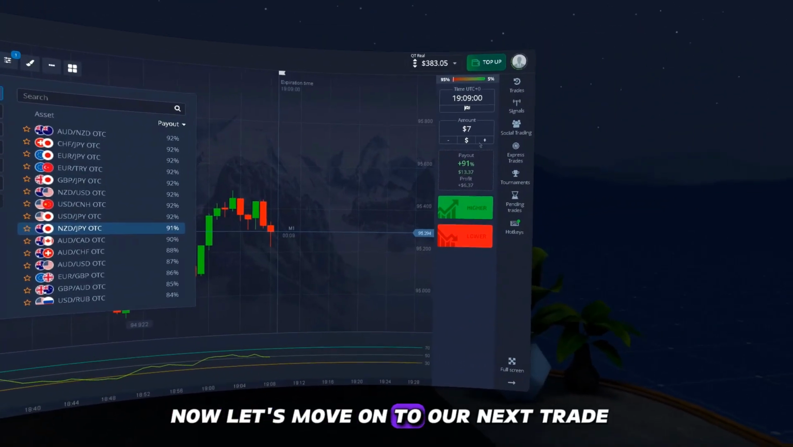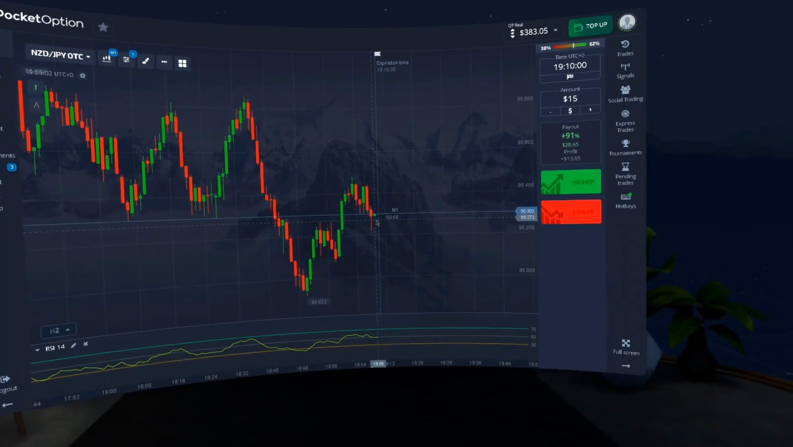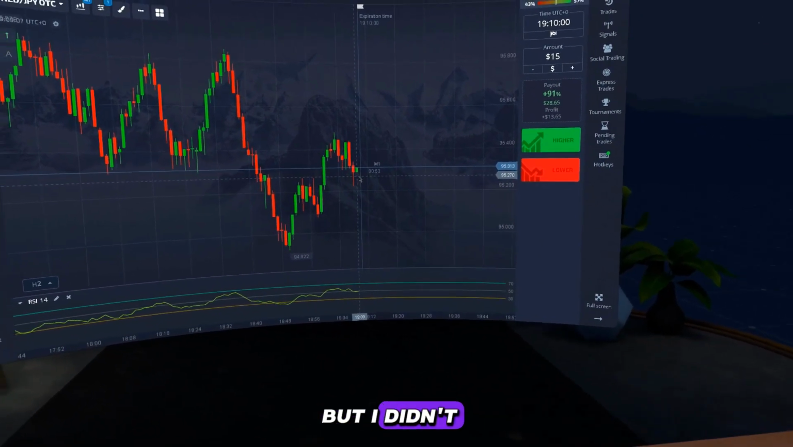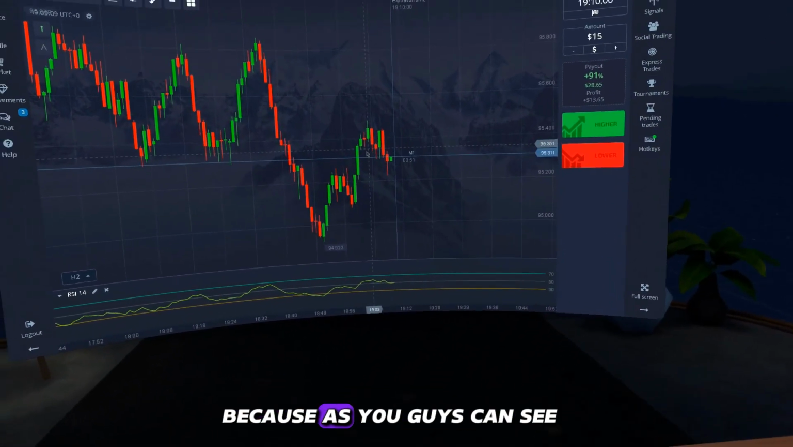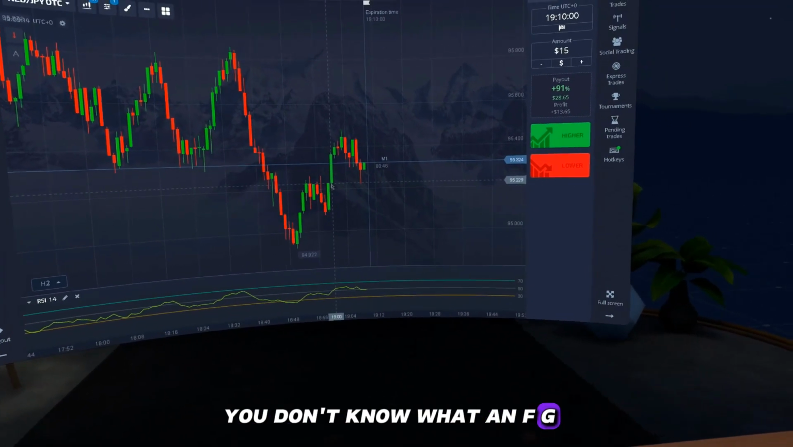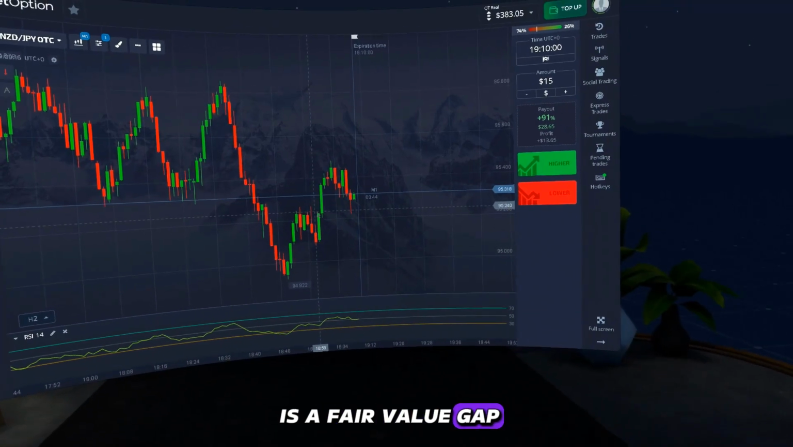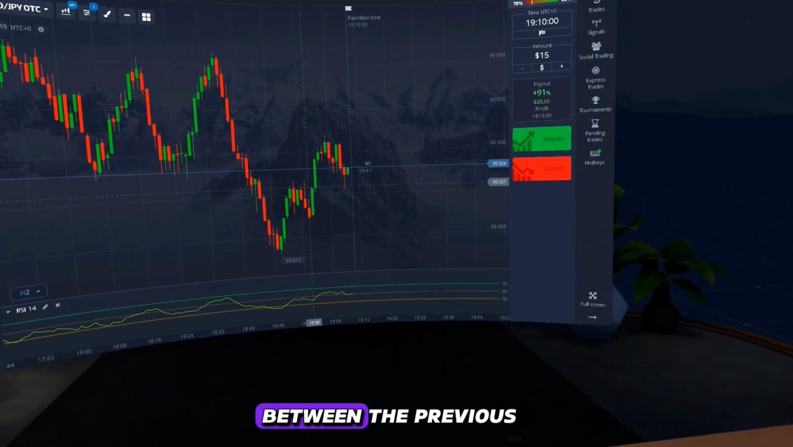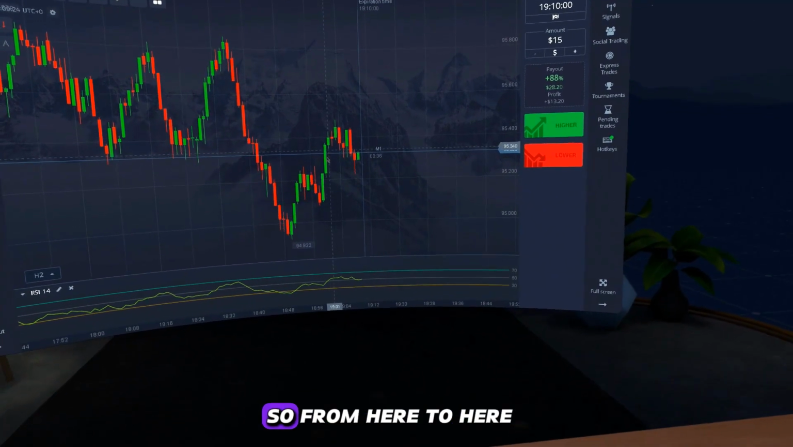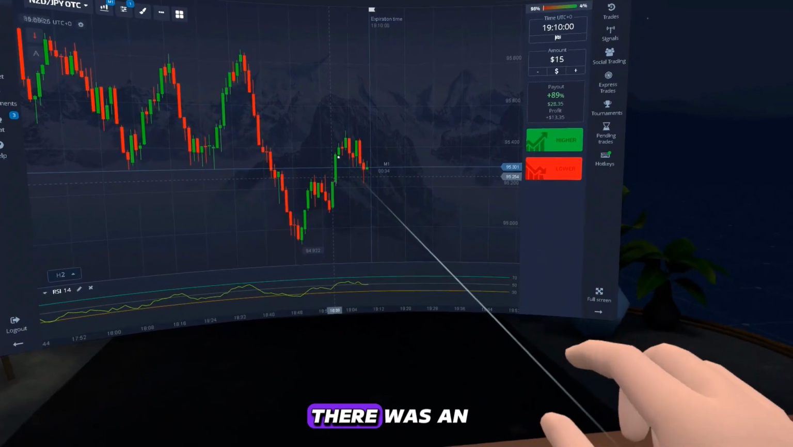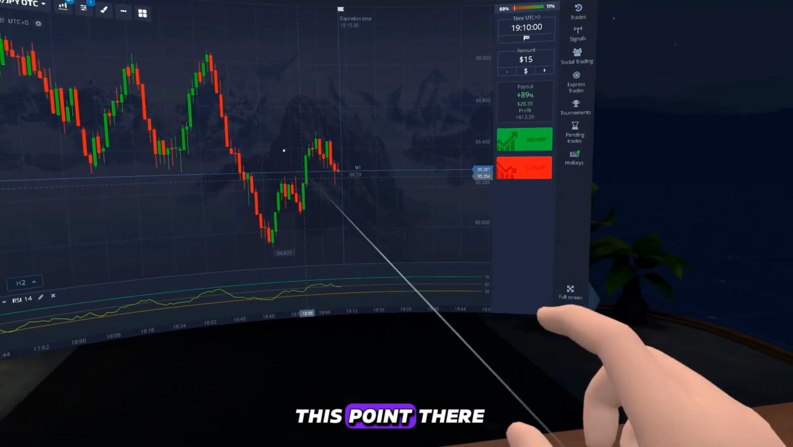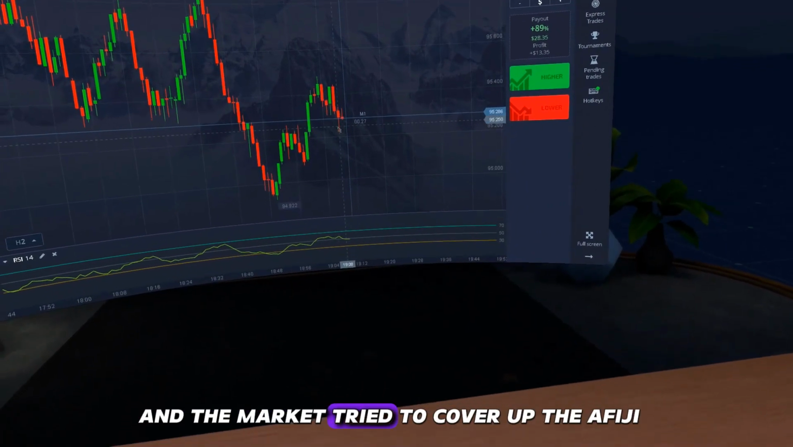Now let's move on to our next trade. So as you guys can see here, some people would have gone with a down direction trade, but I didn't go with a down direction trade, because as you guys can see, this candle had an FVG. If you don't know what an FVG is, an FVG is a fair value gap, a gap between the previous candle's high and the next candle's low. So from here to here, there was an FVG. From this point to this point, there was an FVG, and the market tried to cover up the FVG.